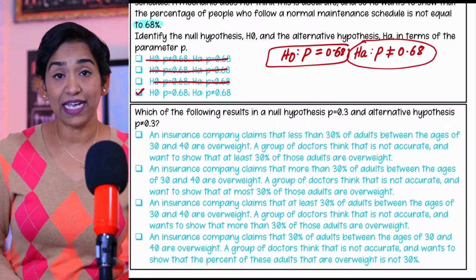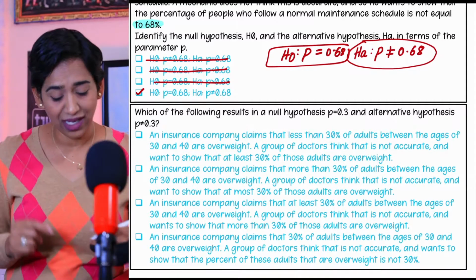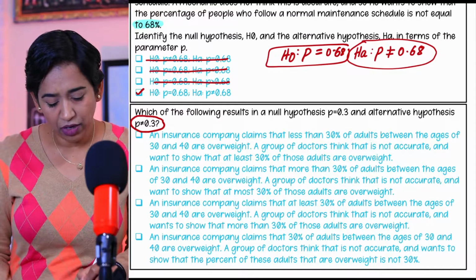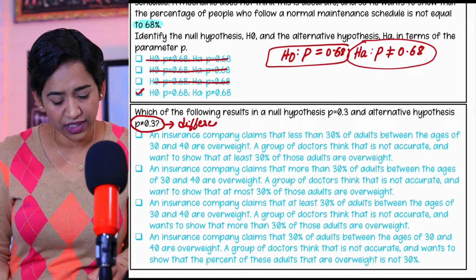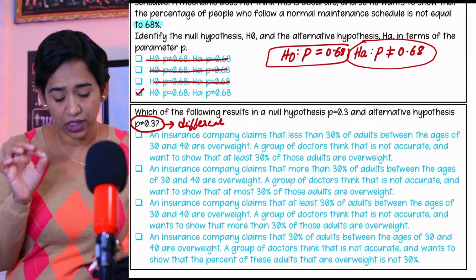So now let's go ahead and take a look. I'm looking for something that says different, because look at my alternative hypothesis. My alternative hypothesis is this. So I'm looking for the word different. Okay. All right. So let me read the first option.